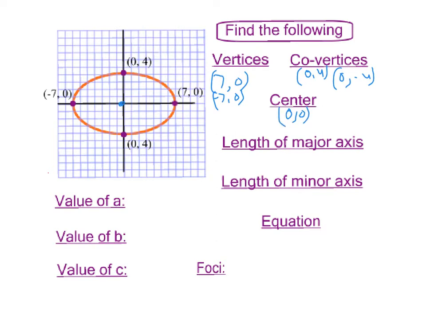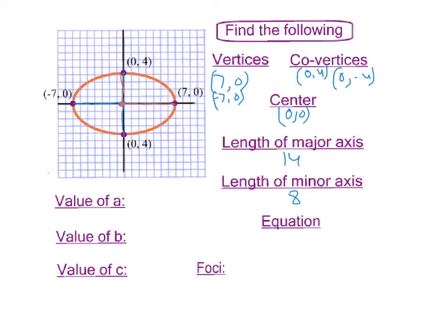We could figure out the length of the major axis. It's from -7 all the way to 7, so that's 14. And the length of the minor is 4 to -4, so that's 8. Well, now we know the radii. If that's the center, then the y radius is 4 and the x radius is 7.